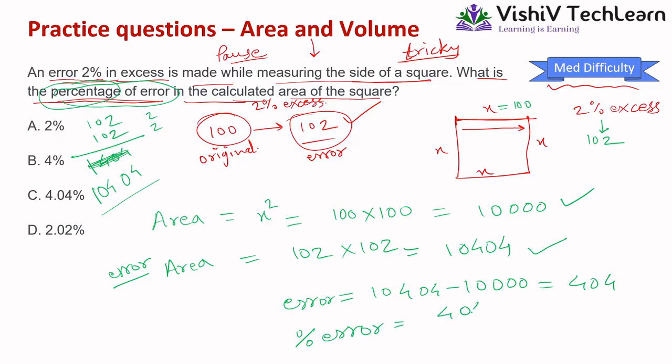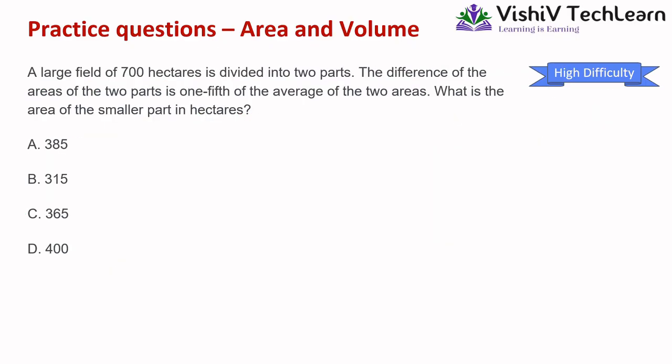We have to compare this error, since we are talking about percentage, we have to compare this error with original value, which is 10,000 multiplied by 100. After solving this, 100, 2 zeros we can cancel, and this will be 4.04%. So final answer 4.04, which is option C. Option C is correct, 4.04%. Let's go to the next.